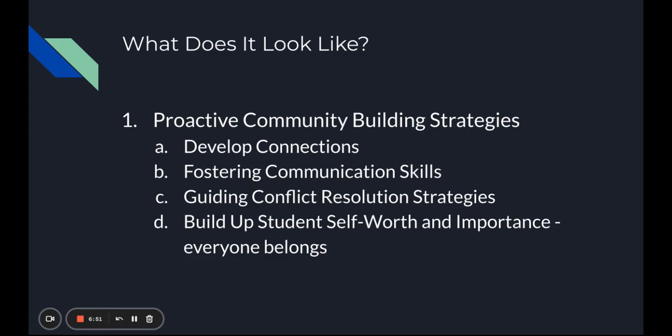And again, with that proactive approach, you really want to try to build up student self worth and importance within the classroom. One of the key points of building a proactive community is that students should understand that everyone belongs. Even though everyone might be different in their own ways, everyone still has a place, is still valuable and important within the classroom. And those are some of the key points with building this proactive community.